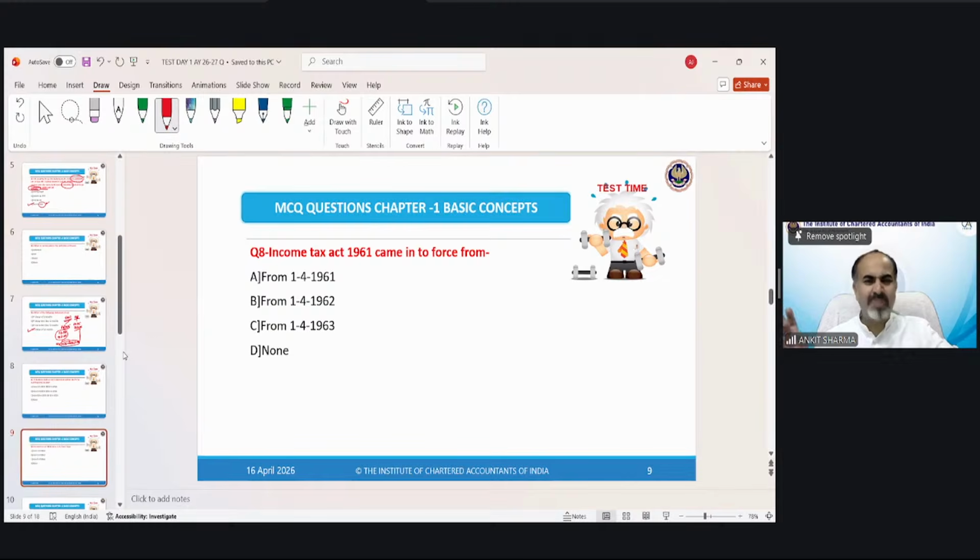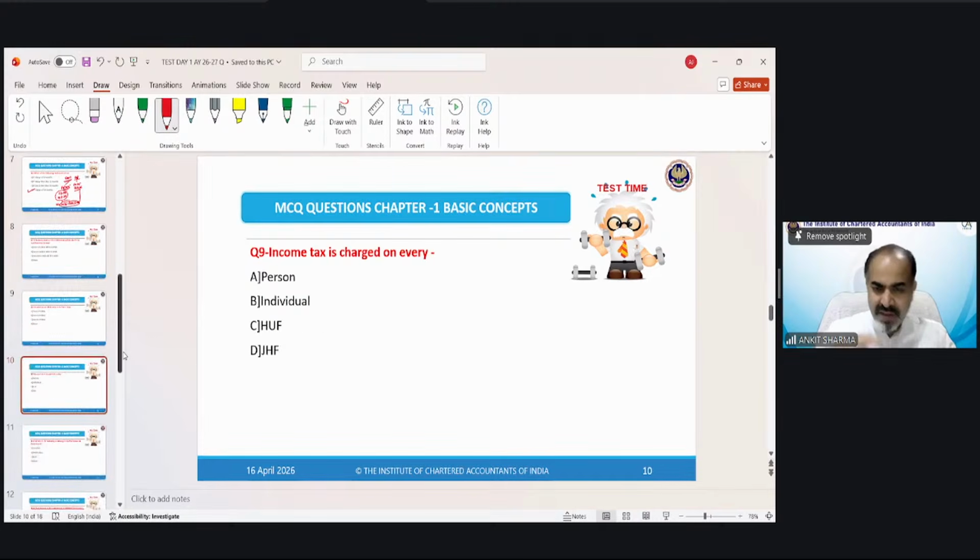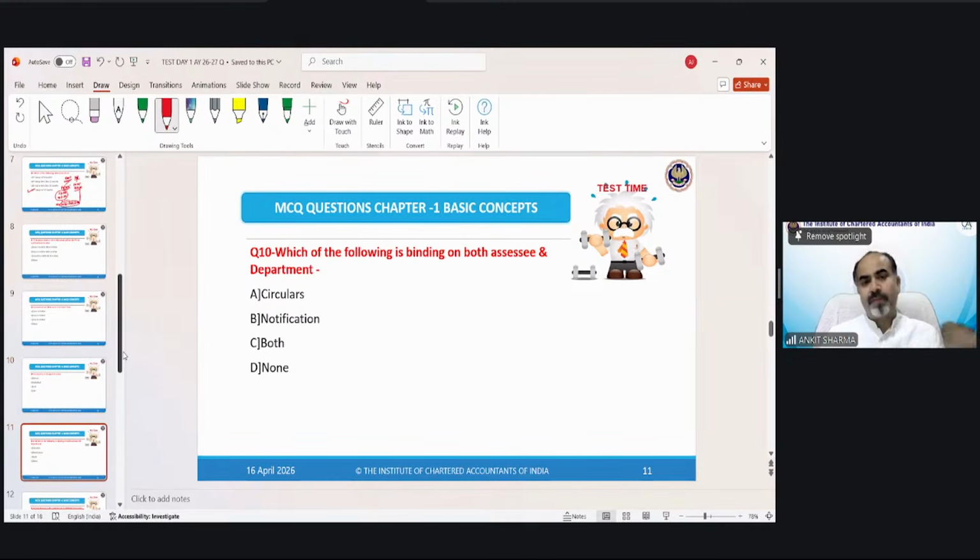So these are very simple questions just to see whether you have completed your provision, what we have discussed in the first class. Income tax is charged on every person. So the correct answer is option number A. Now last question. Which of the following is binding on both assessee and department? So which is the correct answer? The correct answer is B, notification.